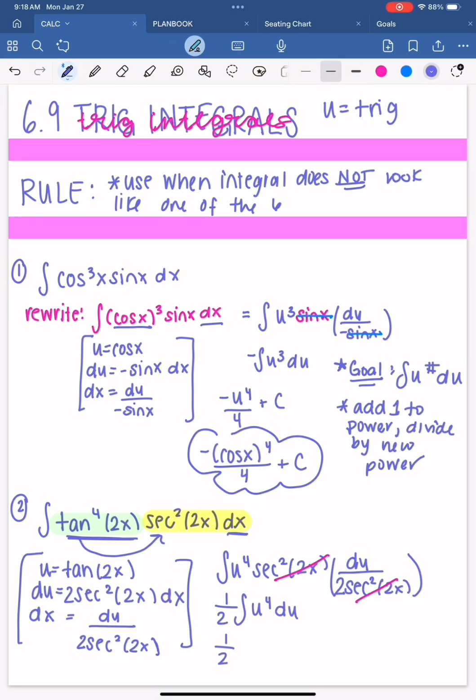We're going to keep the 1/2, add 1 to the power, divide by the new power, and then you have to make sure you multiply to get 1/10. Let's replace u, tan 2x to the 5th power plus c. And that's it. Fun, fun, fun.